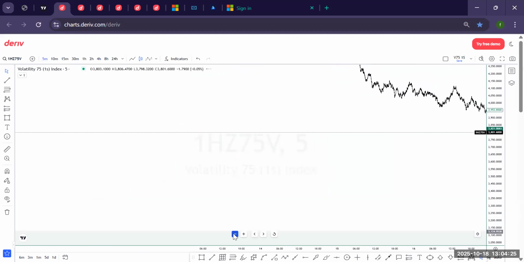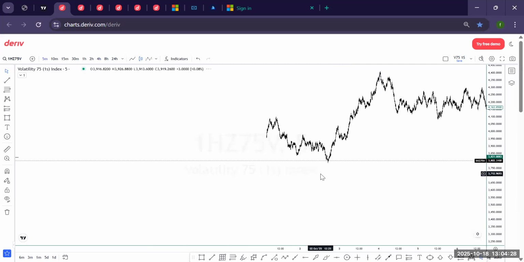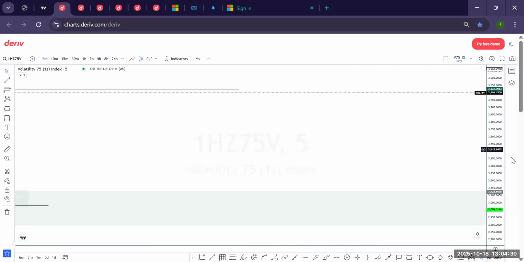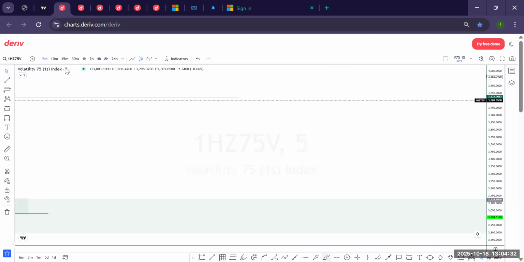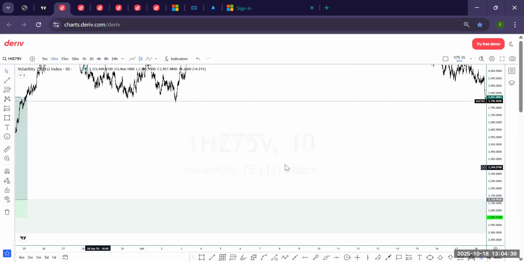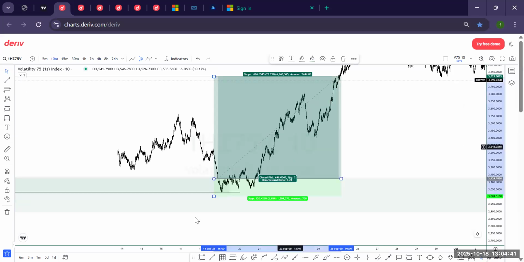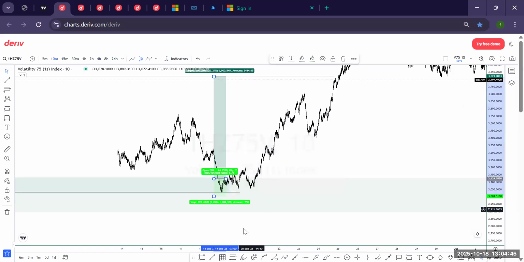From that same POI that I put position box, I hope price will take me back to that. It's not taking me to the... Let's use 10 minutes. Okay, 10 minutes is working. Can you see now? Let me just make this thing tiny.